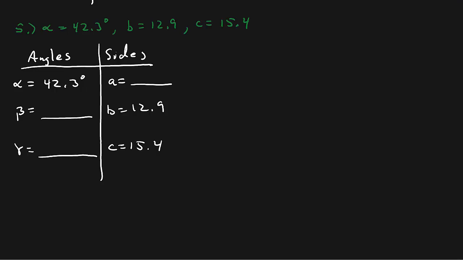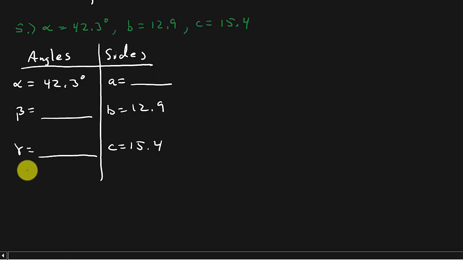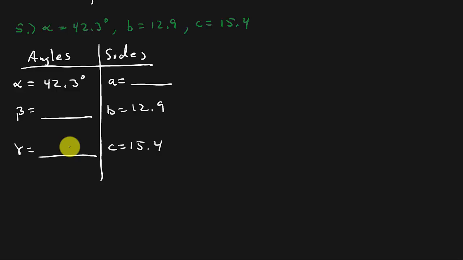Can I use the law of sines? No, because if I pair these two up, I've got two unknowns. If I pair the last one and the first one up, two unknowns. This one and the second one, two unknowns. So I can't use the law of sines. I have to use the law of cosines. All right, so what am I going to use? Well, let me go back up here and copy those formulas back down.